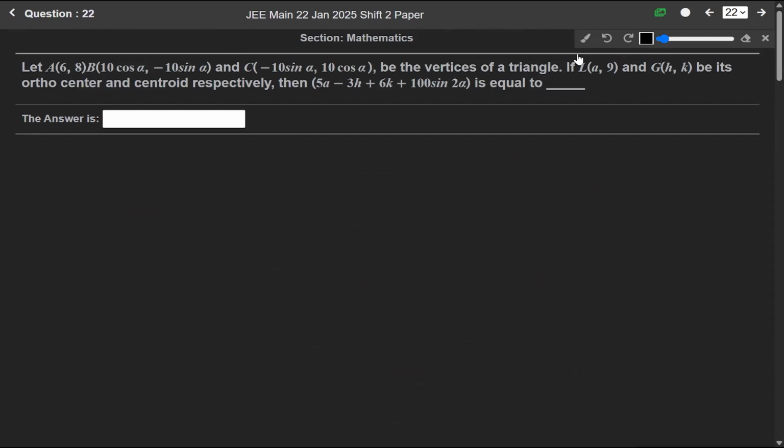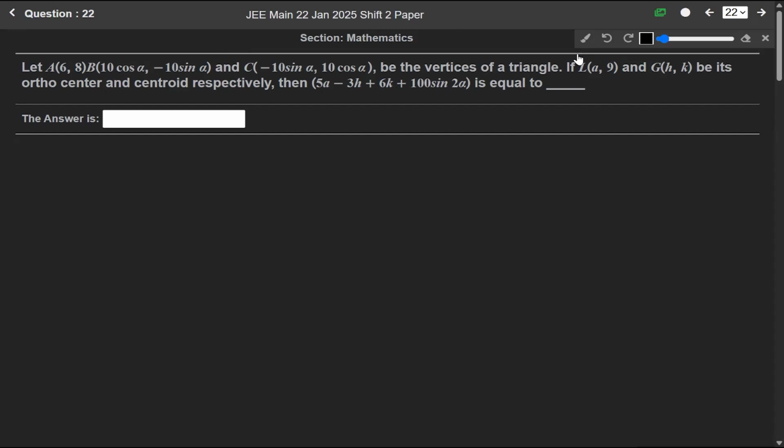Let A(6, 8), B(10 cos alpha, -10 sin alpha) and C(-10 sin alpha, 10 cos alpha) be the vertices of a triangle. If L(a, 9) and G(h, k) are its orthocenter and centroid respectively, then 5a - 3h + 6k + 100 sin 2 alpha is equal to.